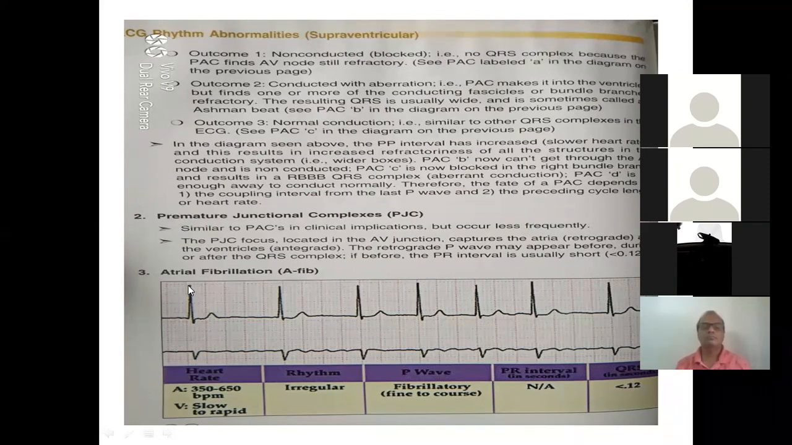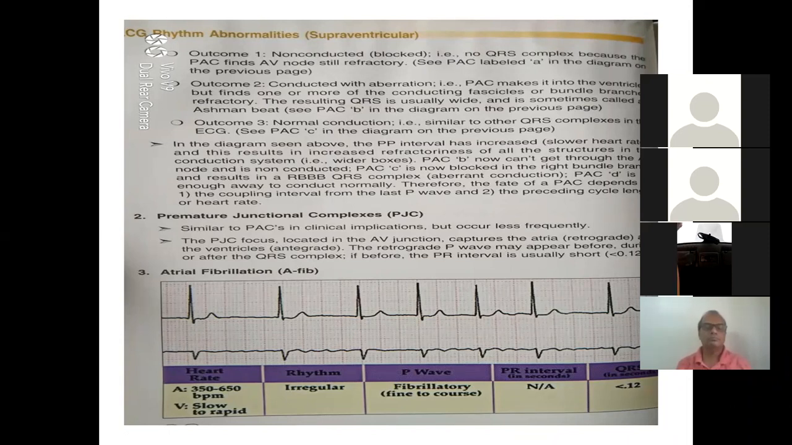So this is the ventricular rate, 60 beats per minute, sir. The heart rate is basically 60, ventricular. But नीचे क्या लिखा है देखो. Heart rate देखो कितना लिखा है. Can you read? A is equal to atrial rate 350 to 650.